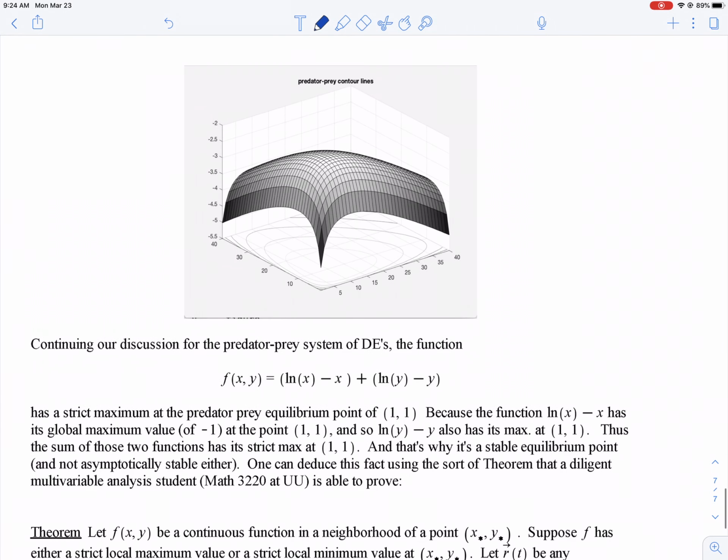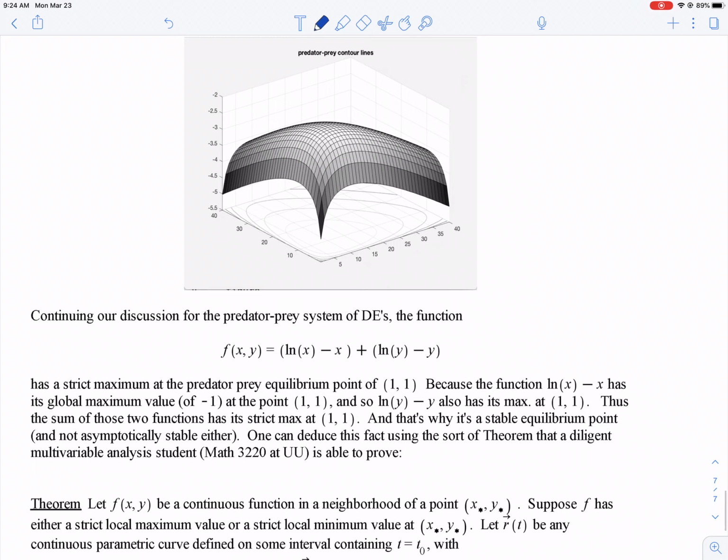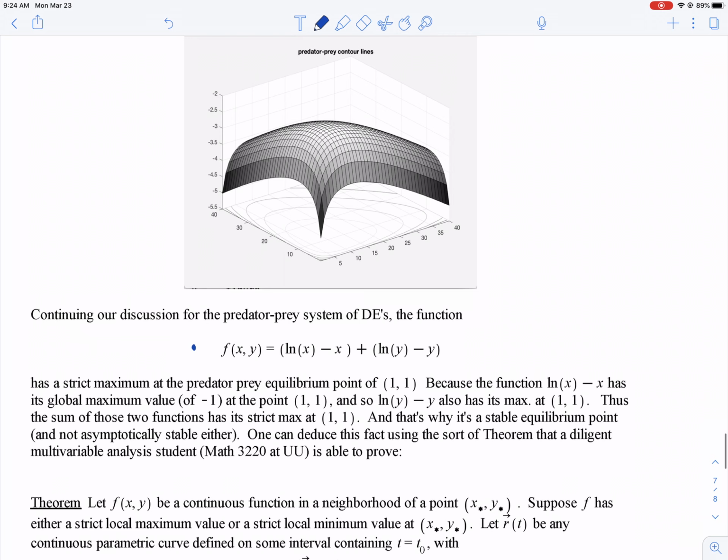All right, so just to generalize and summarize. For the predator-prey system of differential equations that we considered, the function f of xy equals log x minus x plus log y minus y has a strict maximum at the equilibrium point of the differential equations system, 1, 1. We went through why that's true.